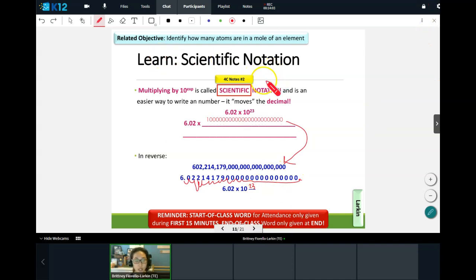All right, this is number 2. Fill in the blank with the word scientific and only the word scientific. You have 20 seconds. Capitalization does not matter, but spelling does.